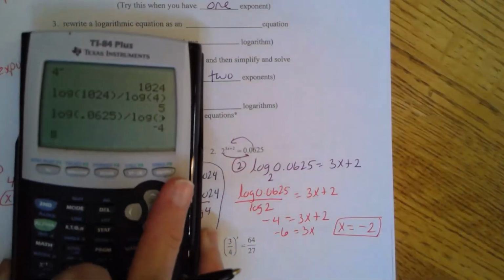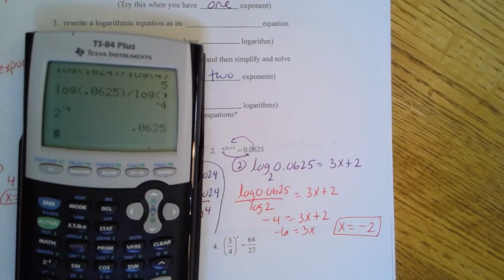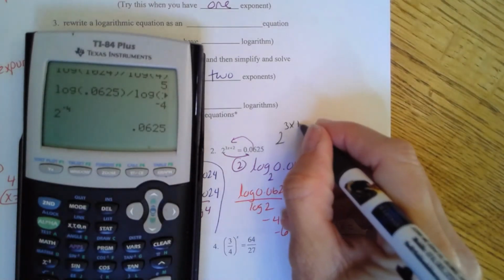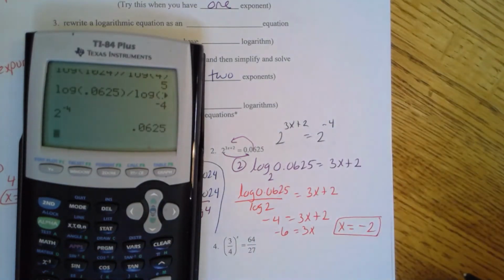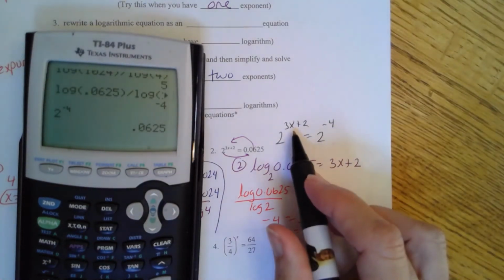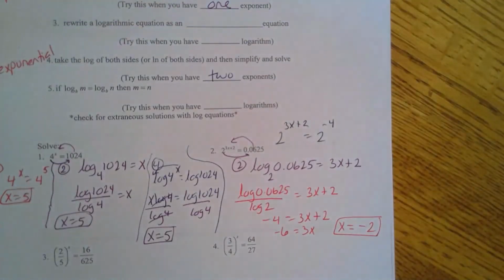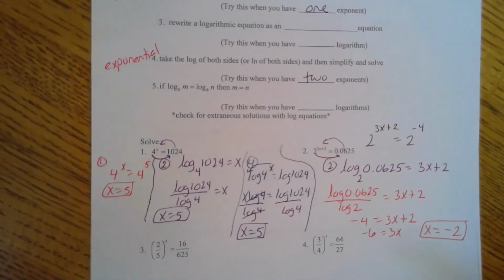For example, some of y'all realize that if I raise it to a negative exponent, say like -4, I get 0.0625. So strategy 1 would say, make them have the same base, and then set the exponents equal to each other. So if I had 3x plus 2 equaling -4, I'm already down to that point down there. So lots of different strategies to try. So let's look at number 3.